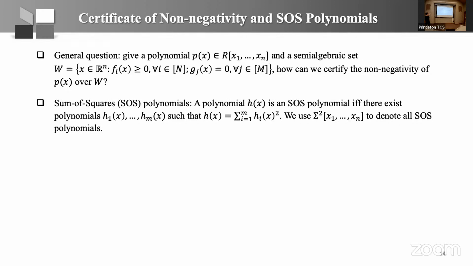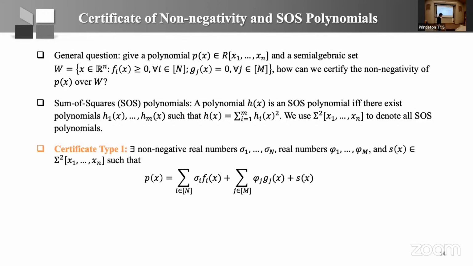So a key concept here is the sum of squares polynomial. If you say a polynomial is a sum of squares polynomial, it just means that you can write it as a sum of squares of polynomials, as the name suggests. And of course, if you can write P(x) as an SOS polynomial, clearly it's non-negative. Okay? You don't even need the constraint set. But of course, you have constraints, so you might as well use them.